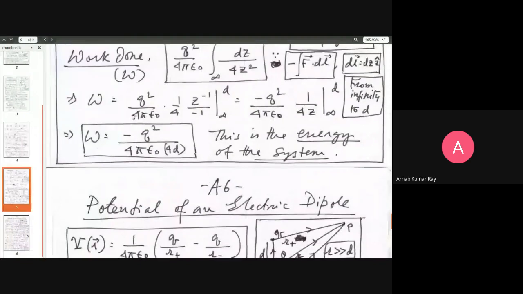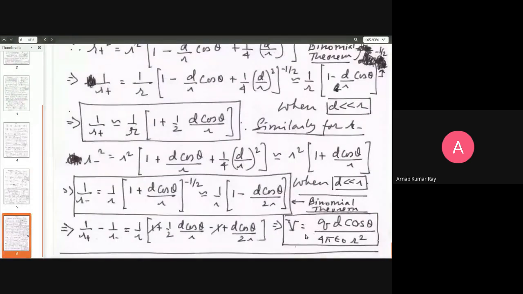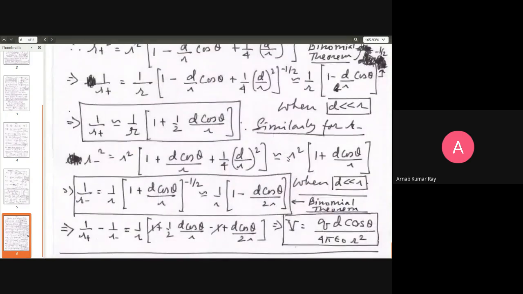And what have we got over here? You have got q by 4 pi epsilon naught. When you put these two things together, you will get the potential as q by 4 pi epsilon naught d cos theta by r squared. This is the potential due to an electric dipole, a plus charge q and a minus charge q, separated by a distance d. A few points I should now like to discuss about this formula that we have got at the end.